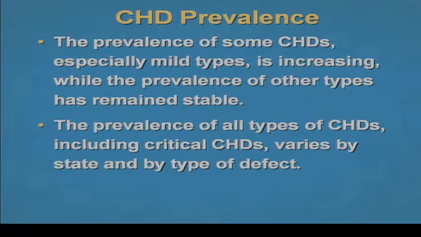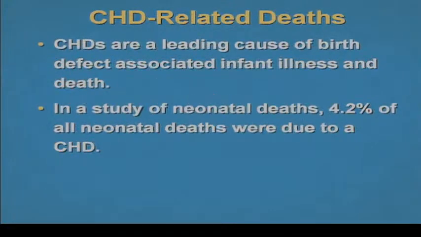And according to the CDC, the prevalence of some congenital heart defects, especially the milder types, is increasing, while the prevalence of other types has remained stable. They also report that the prevalence of all types of CHDs, including critical CHDs, can vary by state and by type of defect. And CHDs are the leading cause of birth defect-associated infant illness and death in the United States. In a study of neonatal deaths, 4.2% of all neonatal deaths were due to a CHD.